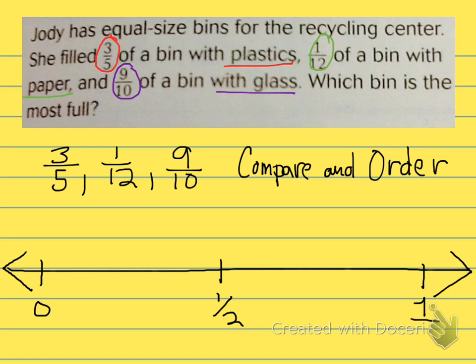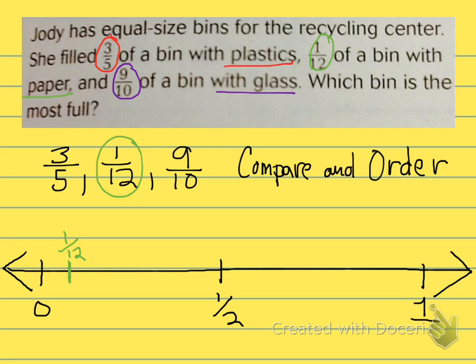So let's think about these fractions. Which fraction seems closest to 0? Hopefully, 1 out of 12 would have struck you as closest to 0. Let's see. 0 is 0/12 and 1 is 12/12. Half would be 6/12. So 1/12 would be about here.